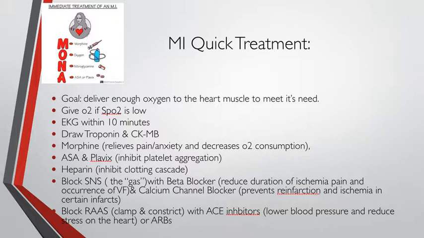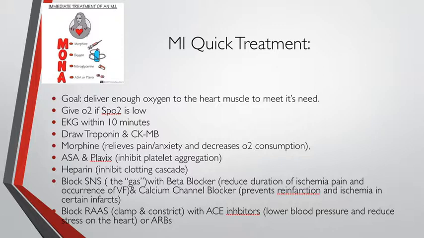Okay, and then we're also going to do something to block the renin, angiotensin, aldosterone system. And you think of that system as our body's clamp down and constrict response. So, oh my God, something's wrong. We got to clamp it down. Well, we're going to block that with an ACE inhibitor or an ARB so that things vasodilate and we get better blood flow. So some reminders for you back into pharm.